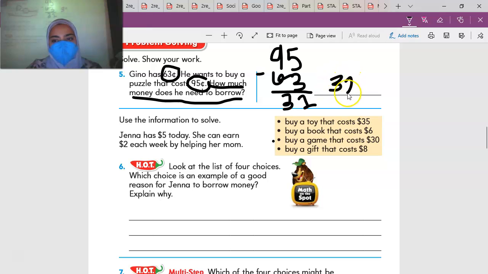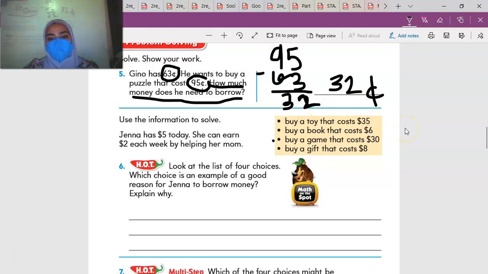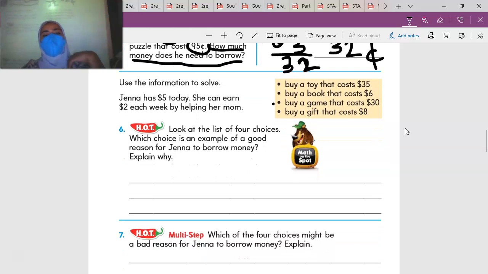32 cents. Yes, Miss Rena. No, that says 32, but my pen didn't. It was the mistake. I'm sorry. All right, moving on. Use the information to solve.